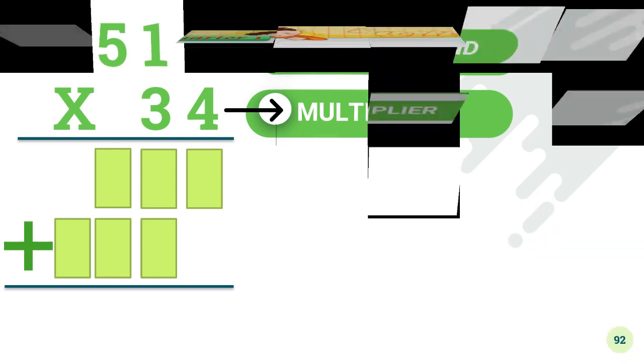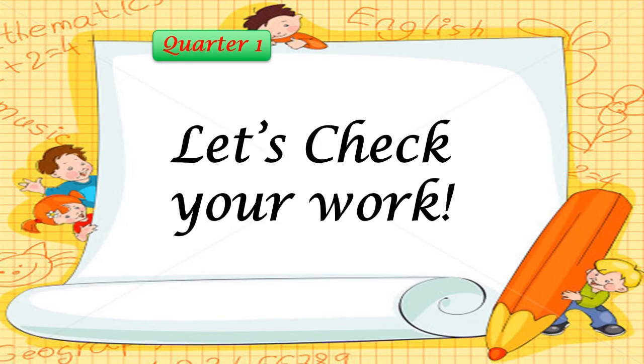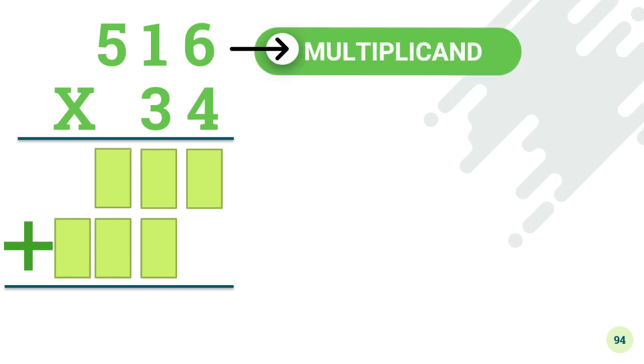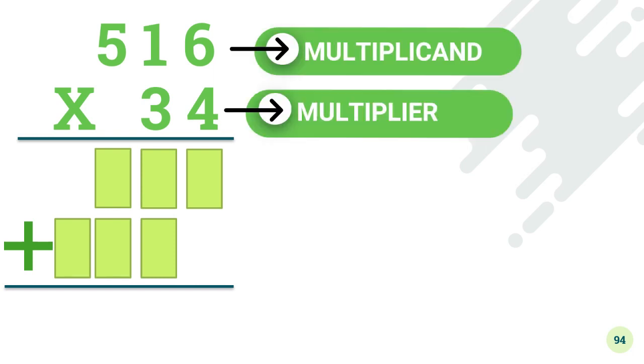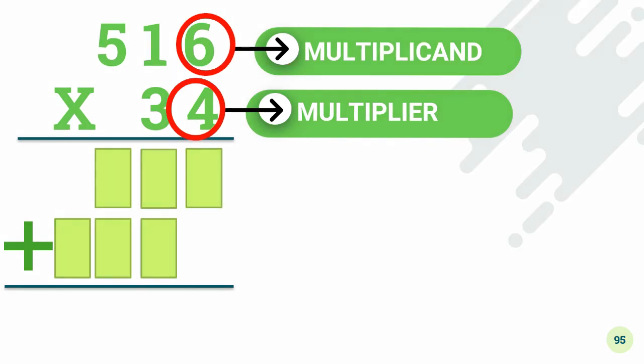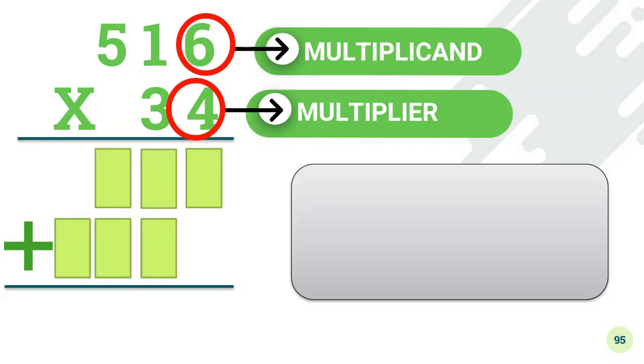Let's solve the product of 516 times 34. 516 is the multiplicand and 34 is the multiplier. We can simply solve this in 3 steps. Step 1 is to multiply the multiplier 4 in each digit of 516 starting to the ones digit.